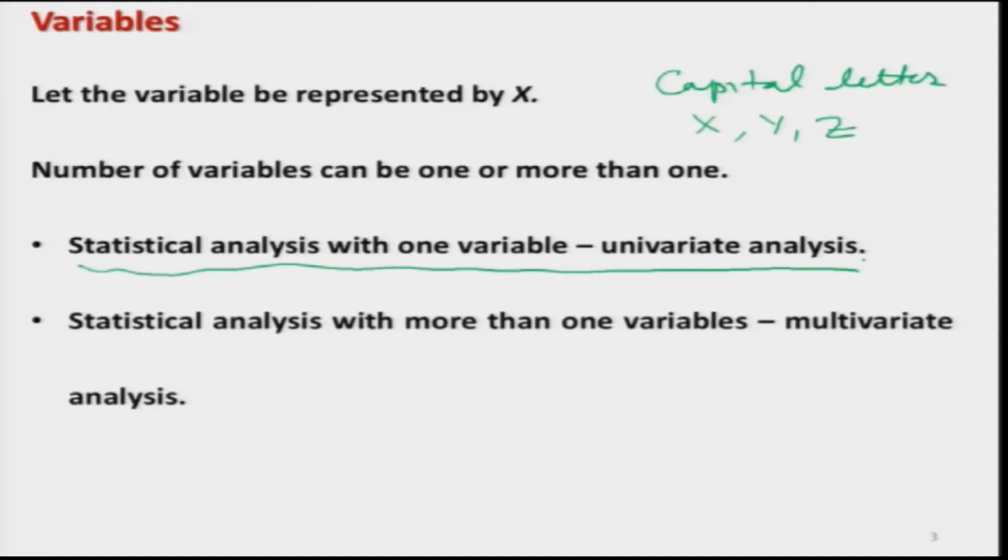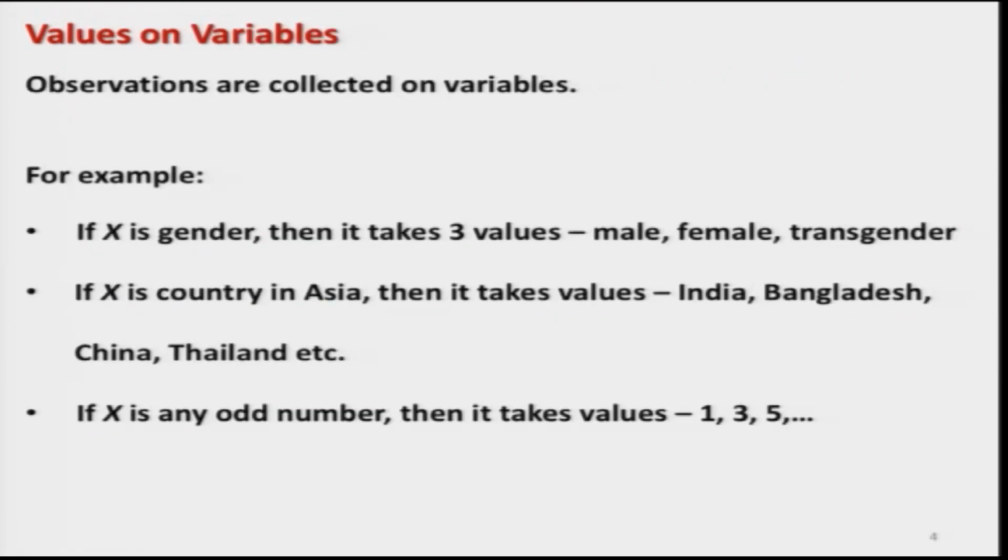The number of variables can be one, or they can be more than one also. Whenever we are dealing with one variable, the statistical analysis is usually called univariate statistical analysis or univariate analysis, and whenever we are dealing with more than one random variable at the same time, then we call it multivariate analysis or multivariate statistical analysis. Now, what is the role of variable? The observations are collected on the variable.